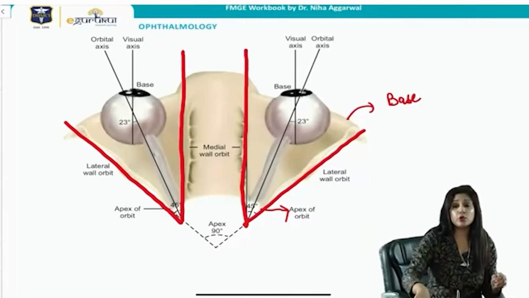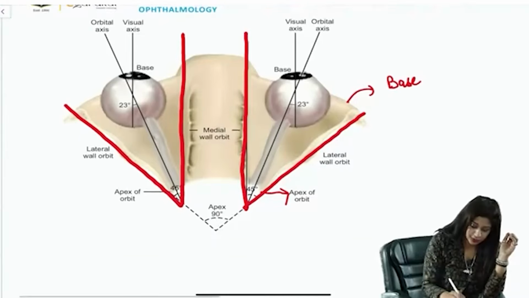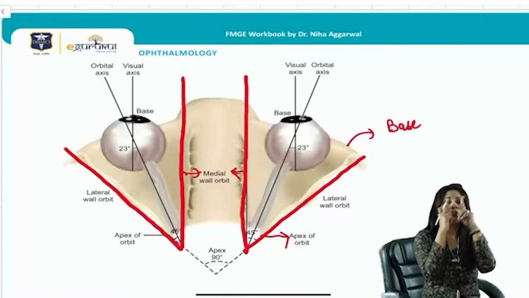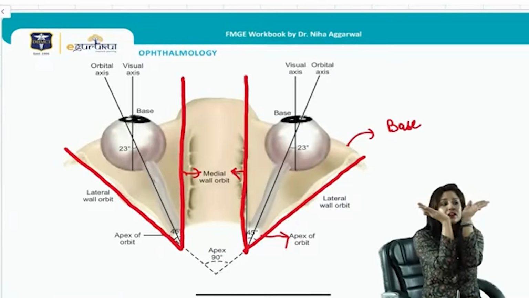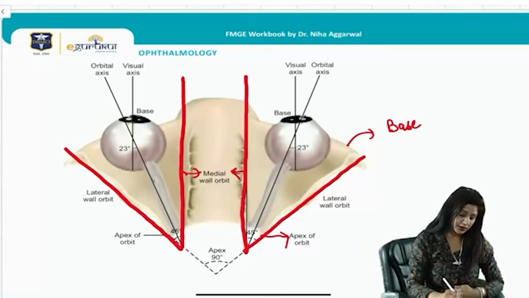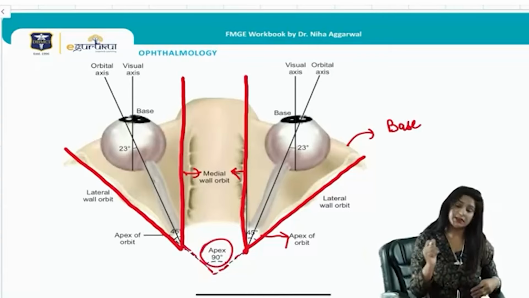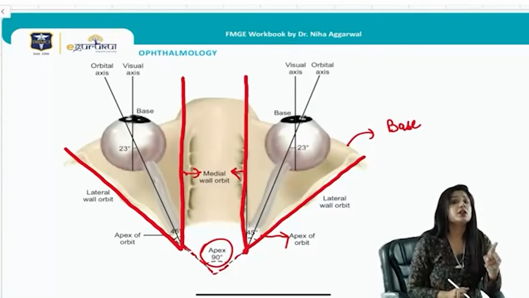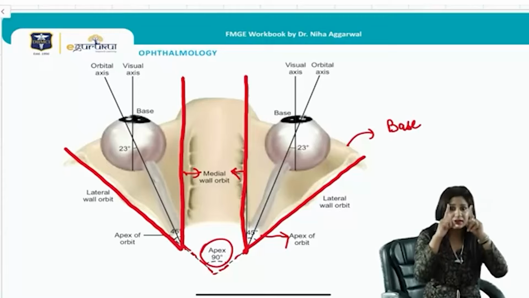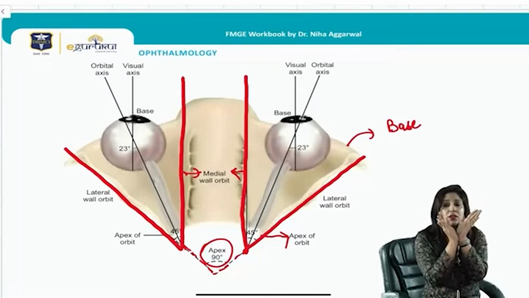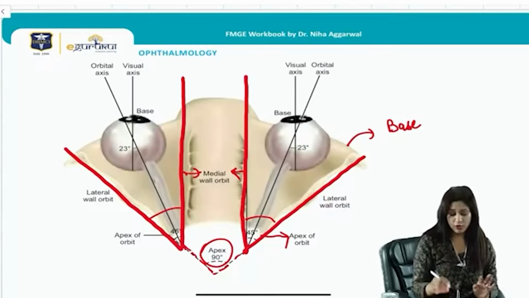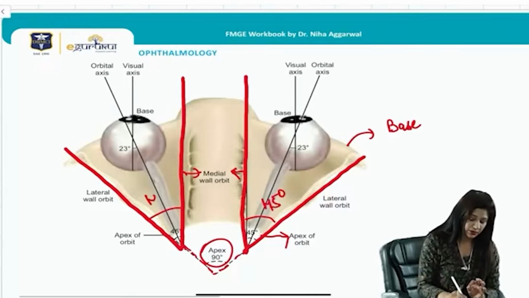Right. Now, if you look at the walls of the orbit, these two are the medial walls, and they are parallel. After that we have the lateral walls. If I join these lateral walls, the angle is 90 degrees. So the orientation of the medial walls and lateral walls is different. Medial walls are parallel, lateral walls are perpendicular. So what will be the angle between the medial wall and the lateral wall? 45. So this is 45 and 45.